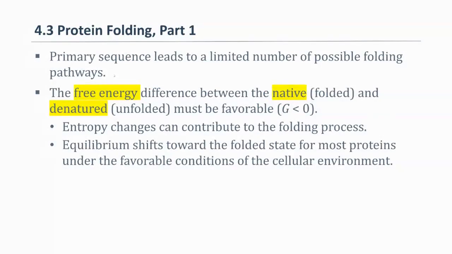The folding: the primary sequence leads to a limited number of possible folding pathways. The free energy difference between the native and the unfolded state must be favorable. We remember in chapter 2 that the free energy must be smaller than 0 so that it can occur spontaneously. So entropy change can contribute to the folding process.